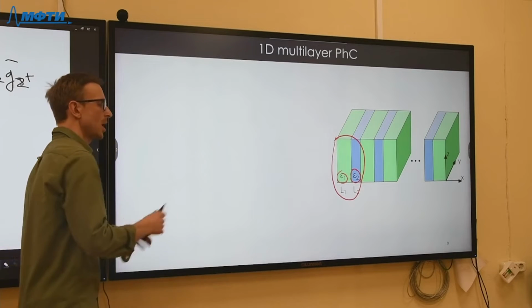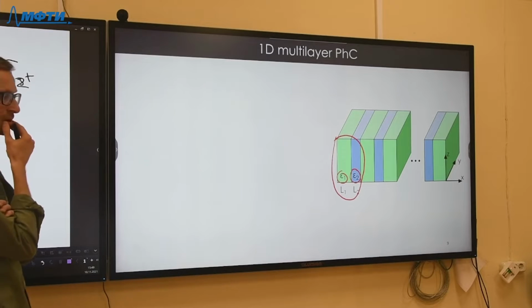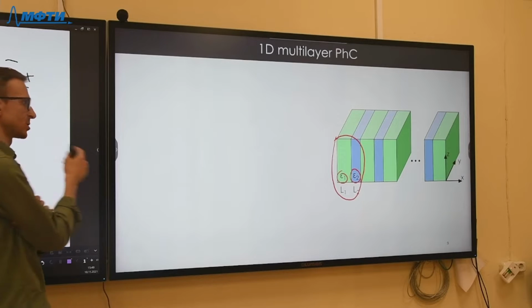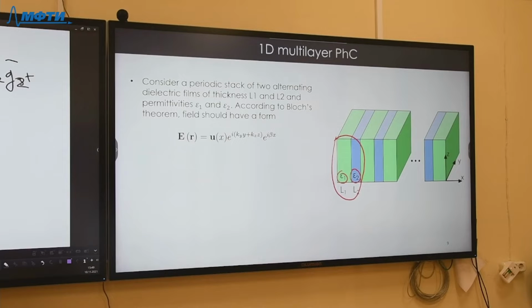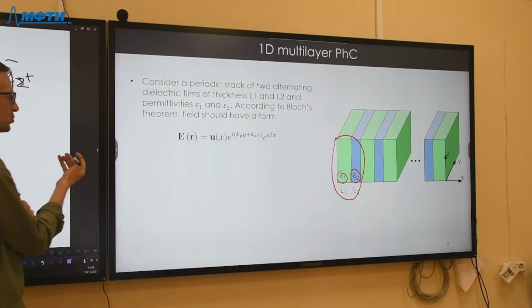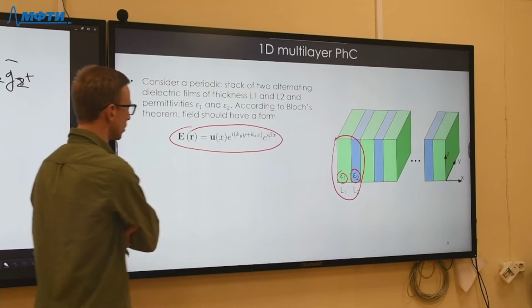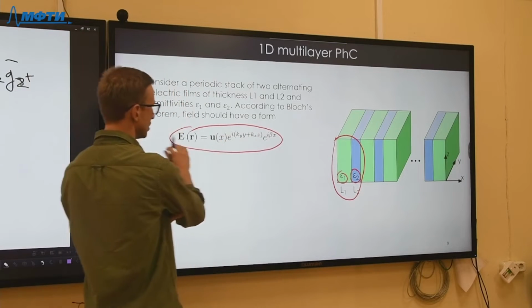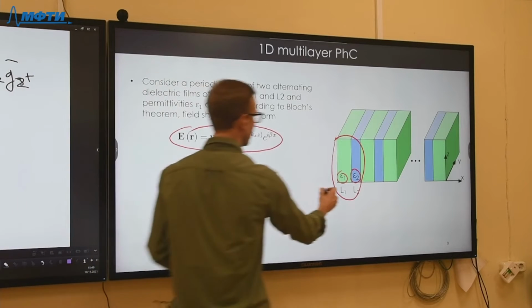So now, how about finding these Bloch states, these propagating Bloch solutions of a one-dimensional photonic crystal? How are we going to approach this problem? Well, let's recall the Bloch theorem. The Bloch theorem gives us a partial answer. It says that inside this periodic system, all eigenmodes of Maxwell's equations should be sought in this particular form, where U is some periodic function. We don't know what periodic function, it is just periodic with periodicity L.